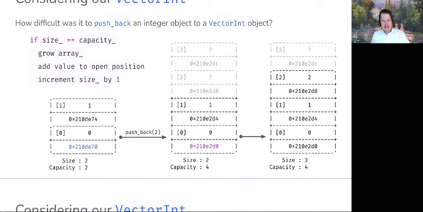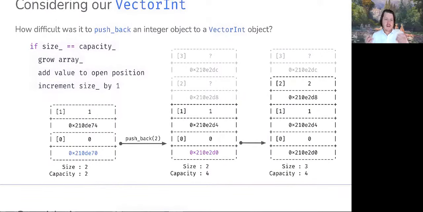Although we covered this in detail, I think it's beneficial to briefly look at it here. So how difficult was it to push back an integer object to a VectorInt object if size was equal to capacity? Well, we went through the definition of a resize private member function for our VectorInt, which would handle the resizing process. And then we defined an additional private member function grow, which was responsible for actually growing the array to twice its current capacity. So in the case that size is equal to capacity, the first step in the process is to grow that array.